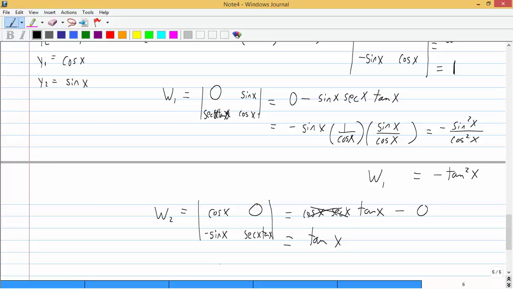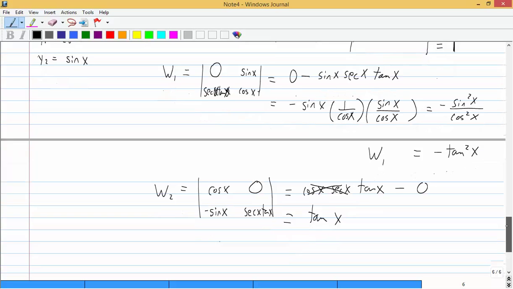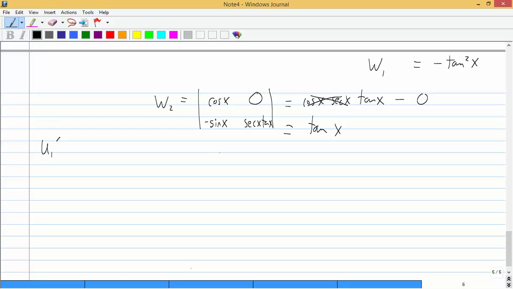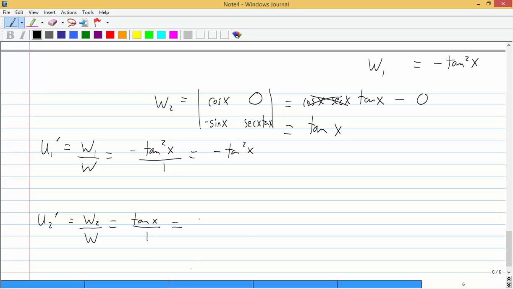Okay. So now that I've calculated my W sub 1 and my W sub 2 and my Wronskian, I can figure out my U sub 1 prime and my U sub 2 prime. My U sub 1 prime is W sub 1 divided by W. Wronskian sub 1 divided by Wronskian. So that's going to be negative tangent squared x divided by 1, which is just negative tangent squared x. My U sub 2 prime is going to be Wronskian sub 2 divided by the Wronskian. And so that's just going to be tangent of x divided by 1, which is just tangent of x.